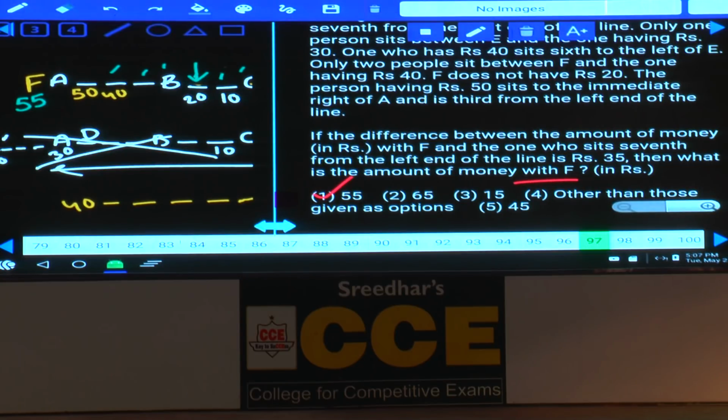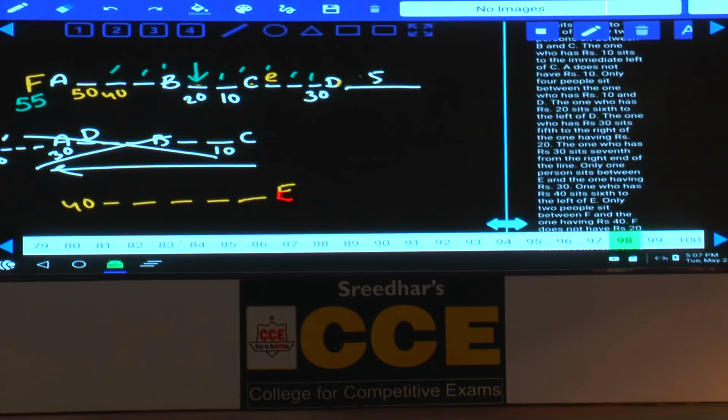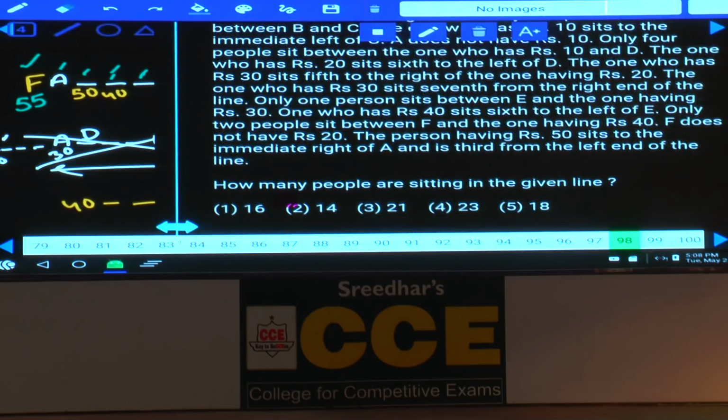Then what is the amount of money with F? F should have 55. Then how many people are sitting in the line? Count the total number of people here: 1, 2, 3, 4, 5, 6, 7, 8, 9, 10, 11, 12, 13 plus 5, 18. Hence in total there are 18 persons seated in this line, that is choice 5 is the answer.